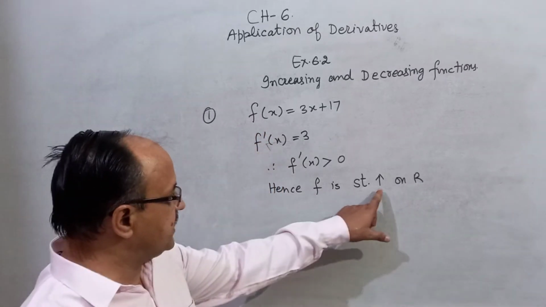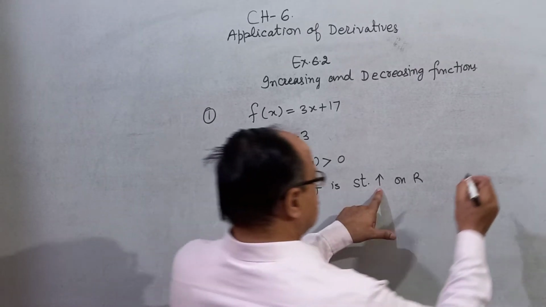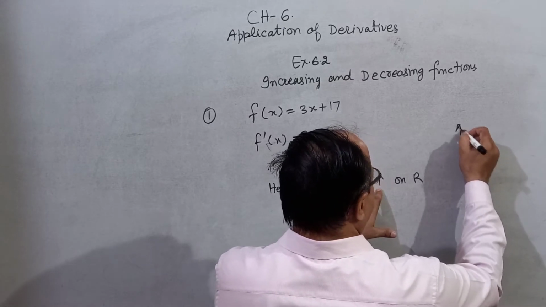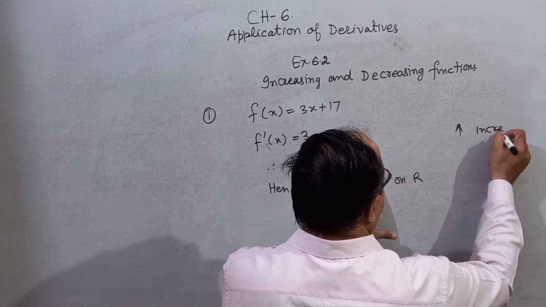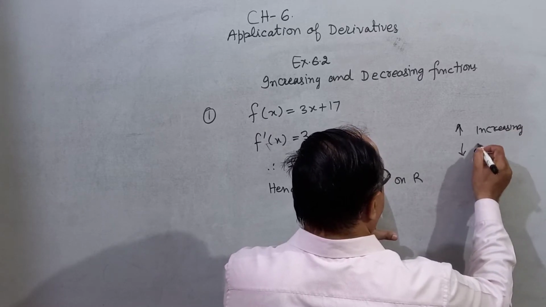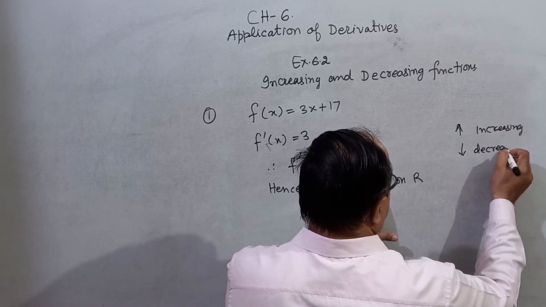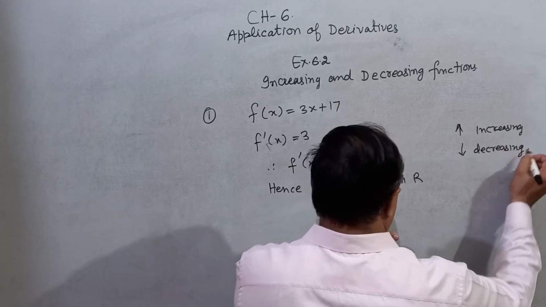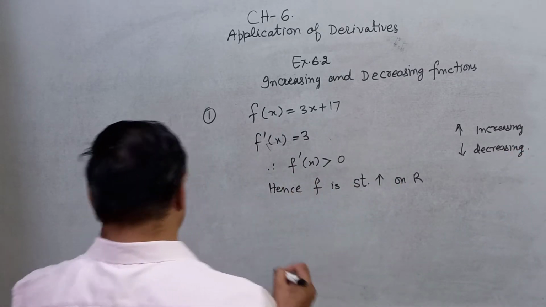This symbol is for increasing, correct? And this symbol is for decreasing, correct? This is the solution of the first question.